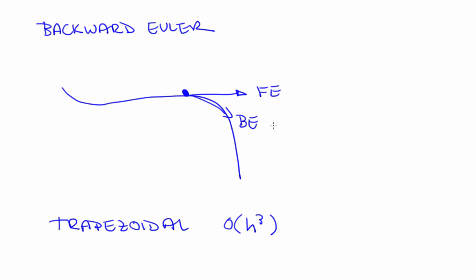All those derivations, by the way, are what are called local truncation error. That's for one step of the method. Global truncation error for lots of steps is different. There's also a different way to calculate truncation error that gives you a result order h for forward and backward Euler and order h squared for trapezoidal. I'm not going to go into that one either.